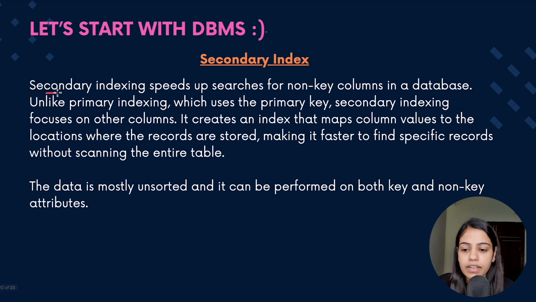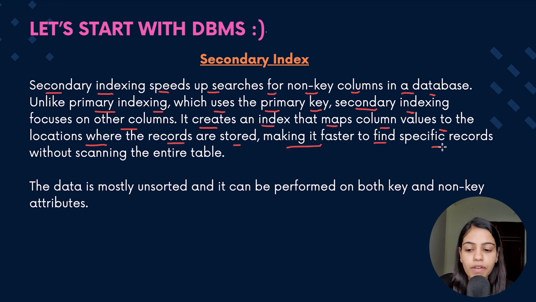Now coming to secondary indexing. Secondary indexing speeds up searches for non-key columns in a database. Unlike primary indexing, which uses the primary key, secondary indexing focuses on other columns. So whenever we have columns apart from the primary key, we can use secondary indexing. It creates an index that maps column values to locations where the records are stored, making it faster to find specific records without scanning the entire table.